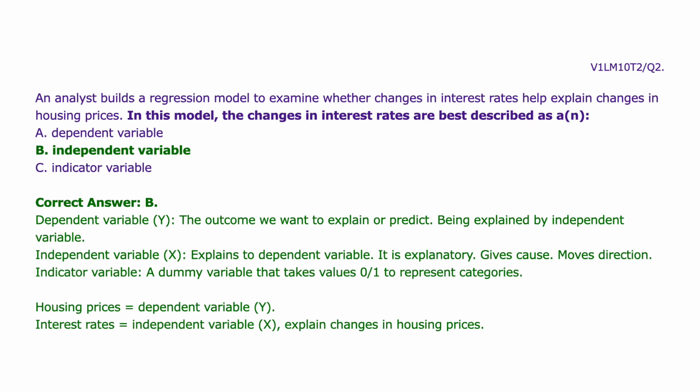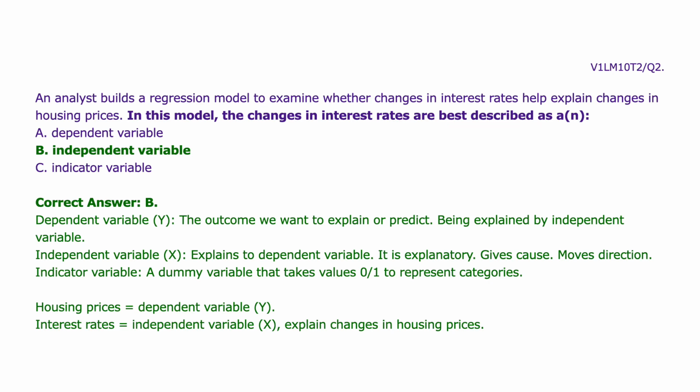The variable used to explain variation is the independent variable, x, while the variable being explained is the dependent variable, y. In financial modeling, the independent variable is viewed as the driver or explanatory variable. Since interest rates are used to explain housing prices, they are the independent variable.